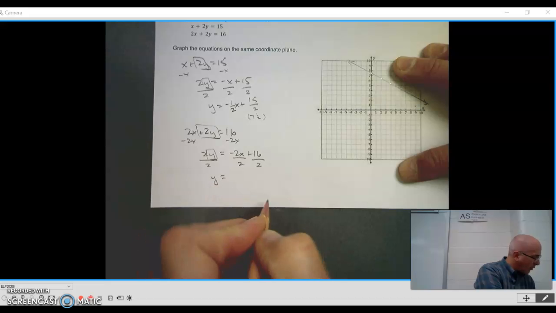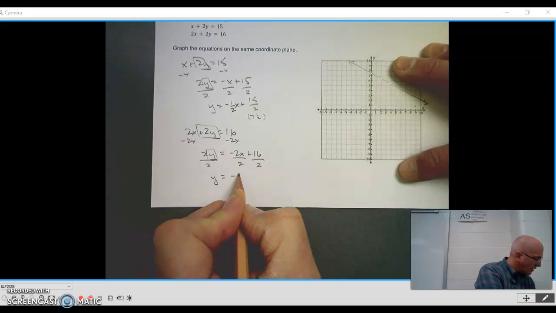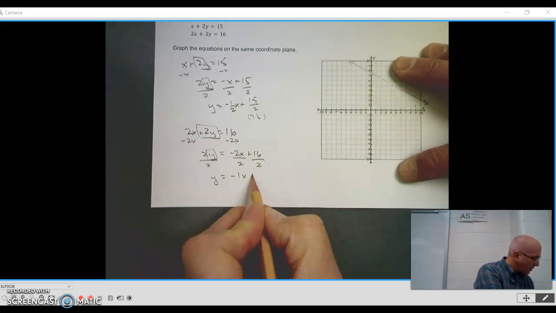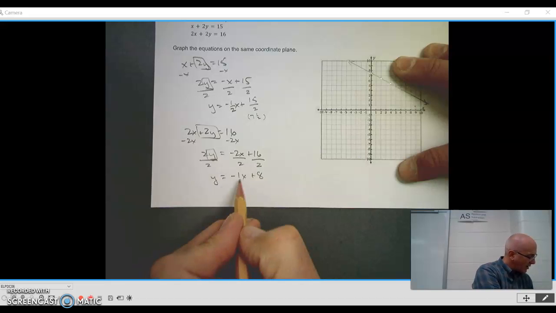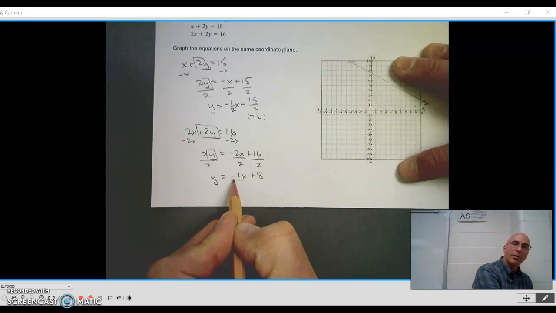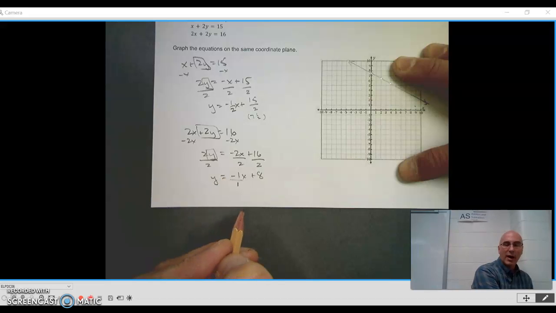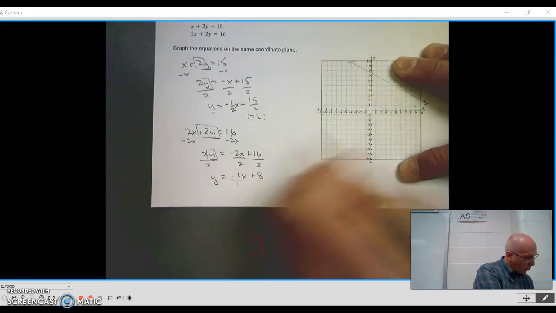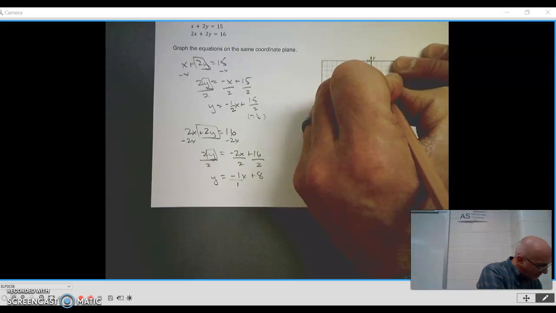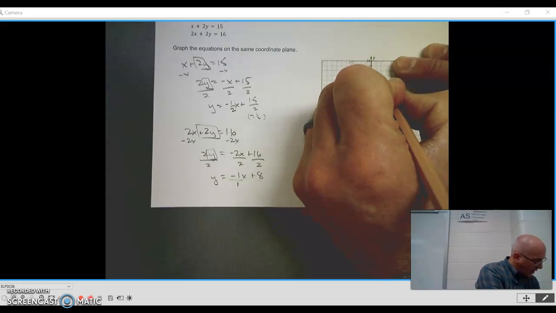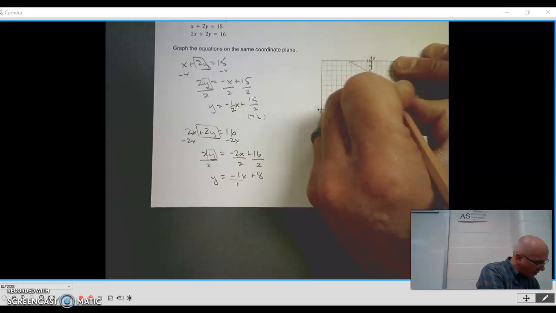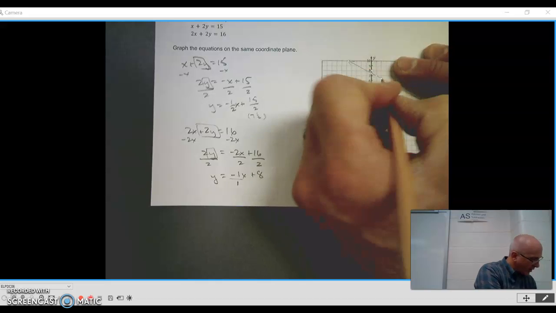I'm left with y equals negative 1x plus 8. So we know that when we just see negative 1, whenever we have a whole number right here, we can put it over 1, so we have a rise over run. So our y-intercept is at 8, and then we are going to go down 1 over 1, down 1 over 1, down 1 over 1.